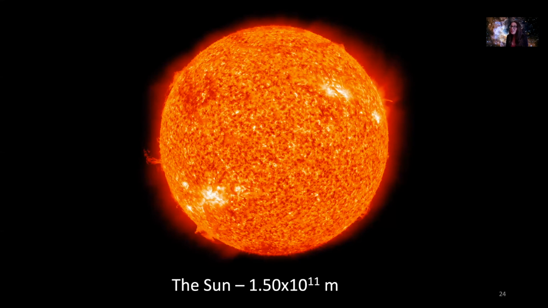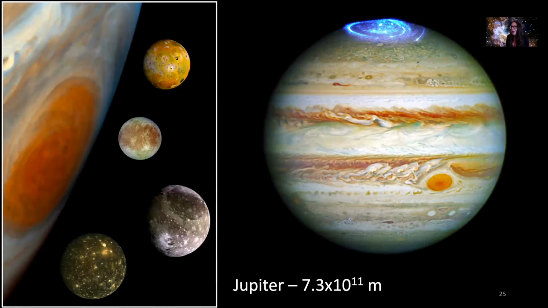Our sun is, of course, our nearest star. It's at a distance of 1.5 times 10 to the 11 meters. We also call this special distance the astronomical unit. We make a lot of comparisons between other objects in our solar system and in our universe to astronomical units, the distance between our Earth and our sun. And then Jupiter is located at a distance of about 7 times 10 to the 11 meters.